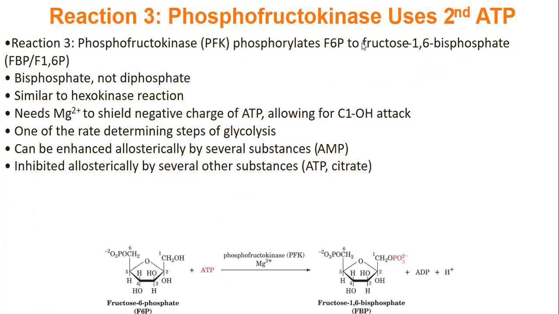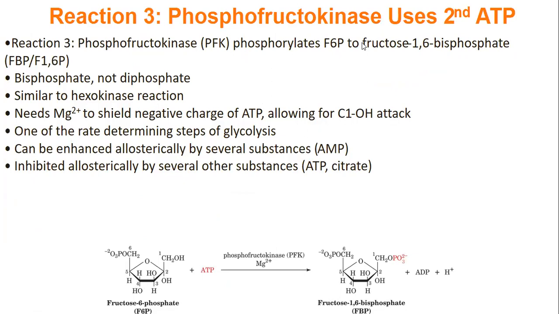Phosphofructokinase, PFK. And I'll just say this now. If I ask you a question on a test and I ask you for an enzyme name or a substrate name, you can say the full name. I will also accept PFK. So if you want to remember the names as PFK, F6P, FBP, that's totally fine with me. All right. So in the last reaction, we made our fructose 6-phosphate.